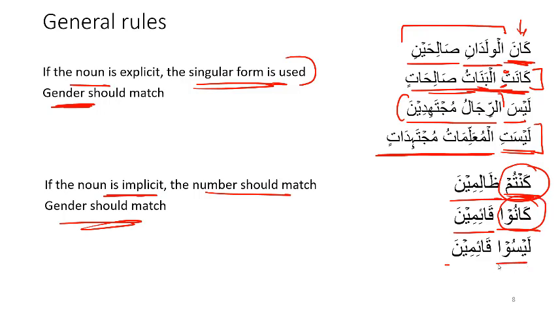Laisu qa'imin. This means that they are not standing. Notice that here we use a present tense meaning, and the noun of laisa is not explicit. Therefore, we need to use a plural form, because this khabar or predicate is implying plural. Qa'imin means multiple people. So laisu qa'imin means that they are not standing.